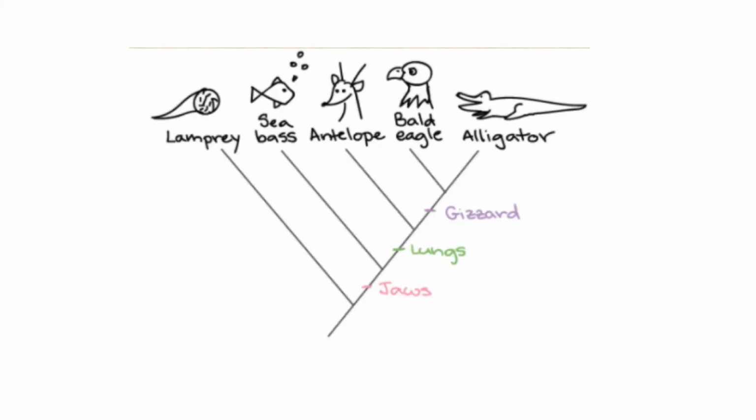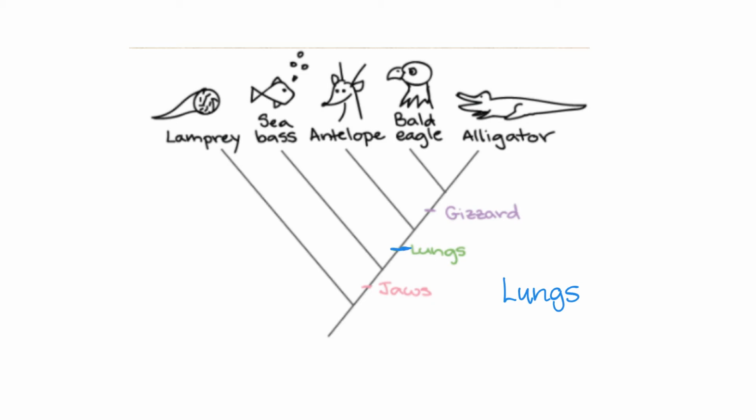to a cladogram or a phylogeny. And so here are our species or our organisms of interest. We have a lamprey, a sea bass, an antelope, a bald eagle, and an alligator. And so, for example, what if I wanted to know which of those species have lungs? Which ones have lungs? Well, the lungs showed up at this point right here. This is where the lungs showed up.